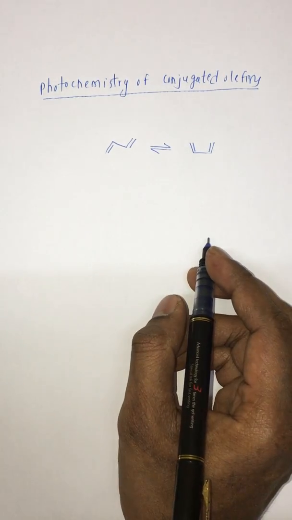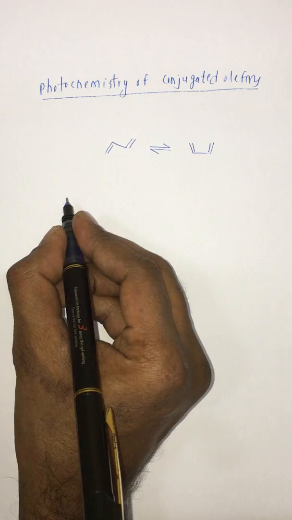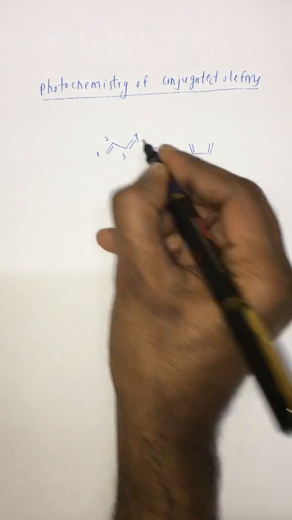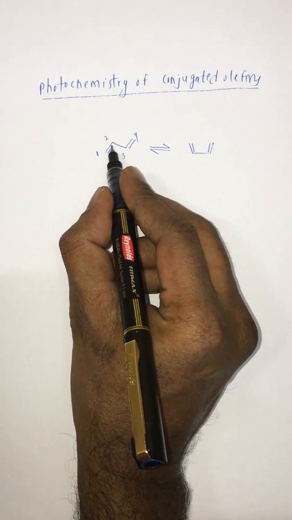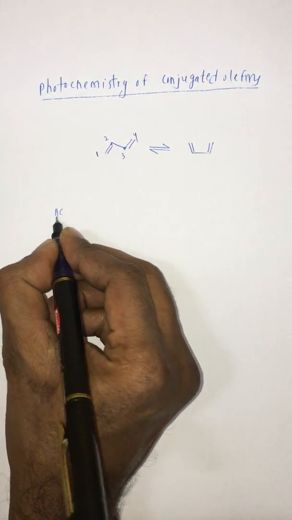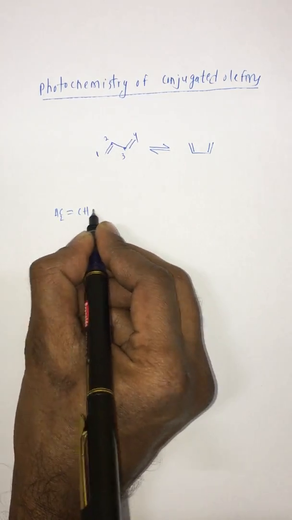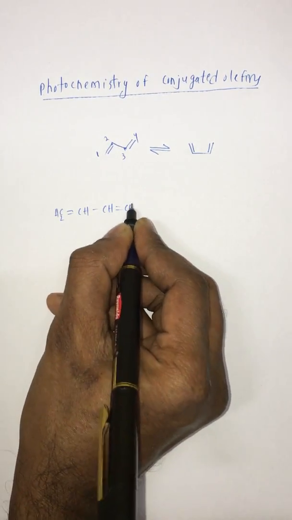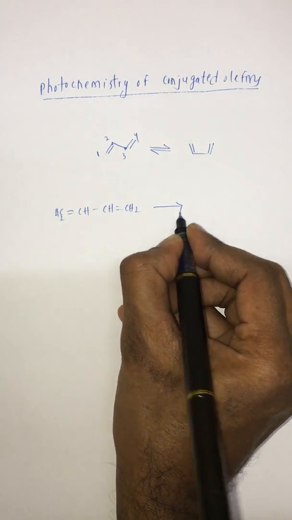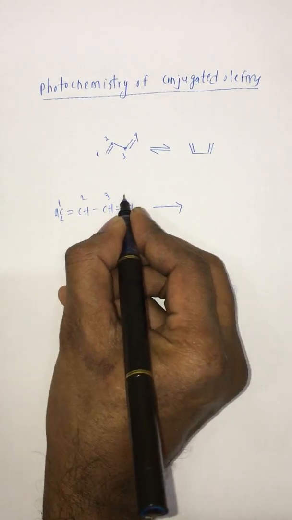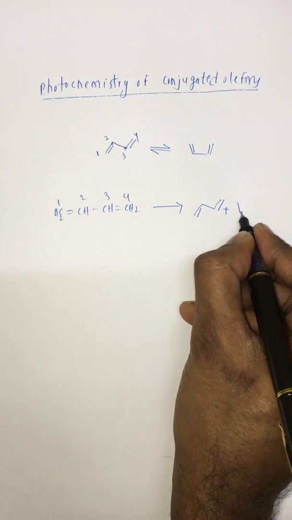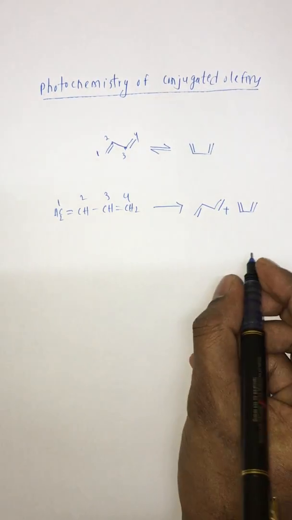Here we have C1, C2, C3, C4. If we rotate C2 and C3, when we have CH2 double bond like this, if you rotate C2 and C3, we will get trans plus cis.